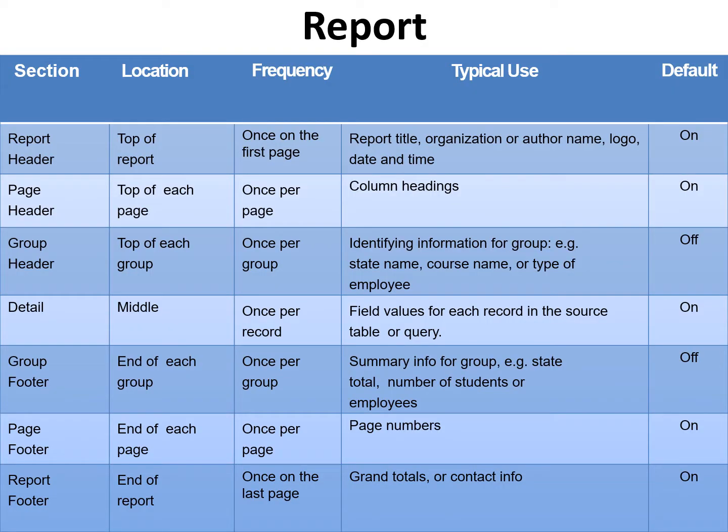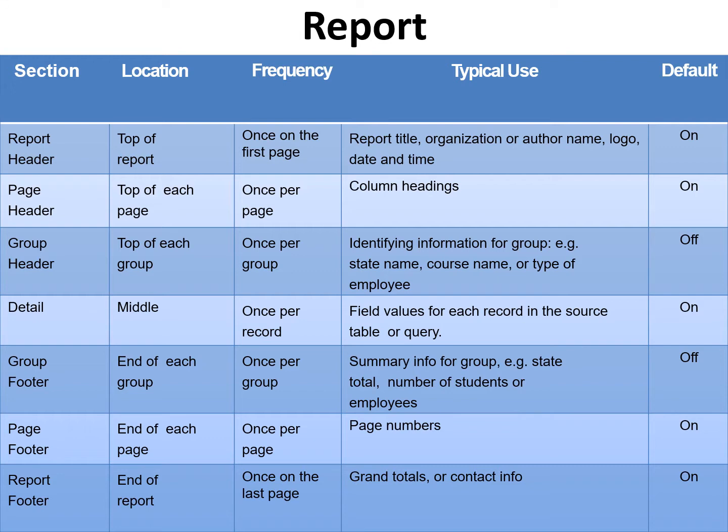Report sections are categorized into the 4 levels. The first level includes report header and footer sections. The report header is displayed at the top of the first page, and the report footer is displayed at the bottom of the last page. Report header can be used for adding report title, logo, or date, and report footer can be used to display grand totals or contact info.